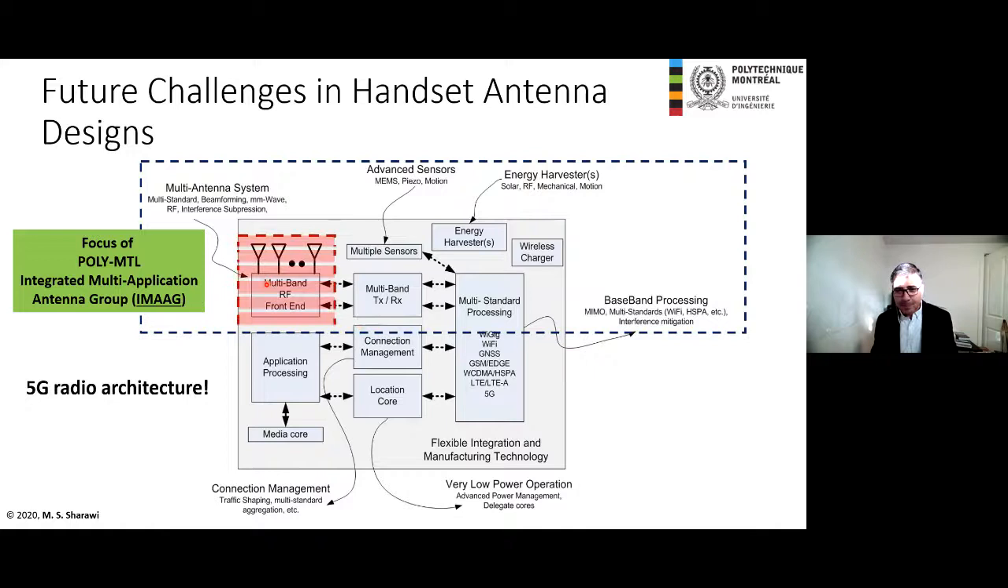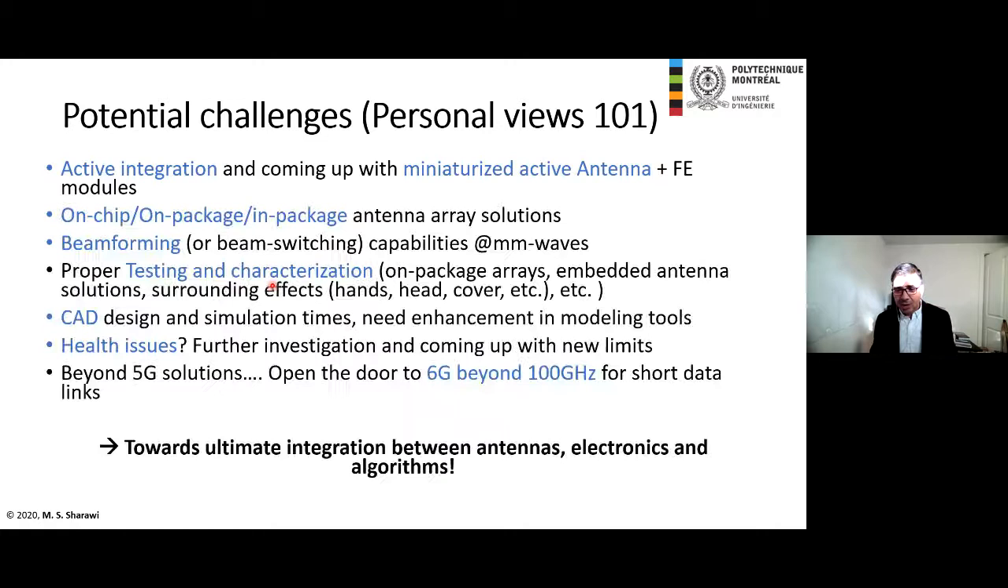So we have talked about these three parts. And of course, to wrap up, some of the potential challenges. These are my personal views. Again, active integration with miniaturization of antennas, coming up with on-chip, on-package, or in-package based antenna array solutions with beamforming and active integration. The testing and characterization is always a challenge. Coming up with CAD tools that can predict in a timely fashion the response of your big arrays is always an evolving area. Health issues, big question mark, and beyond 5G.